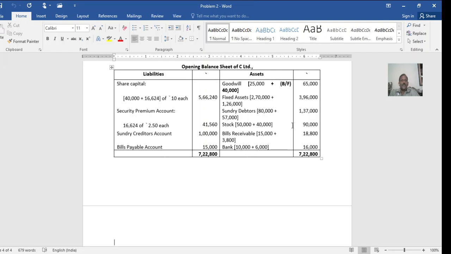16,624 into 2.5. Let me confirm, 41,560. And secured loan, nothing. Unsecured loan, nothing. Then current liabilities and provisions. Sundry creditors account debit 1 lakh. Bills payable account, not to debit. Sundry creditors 1 lakh and bills payable. This is together, total of both.